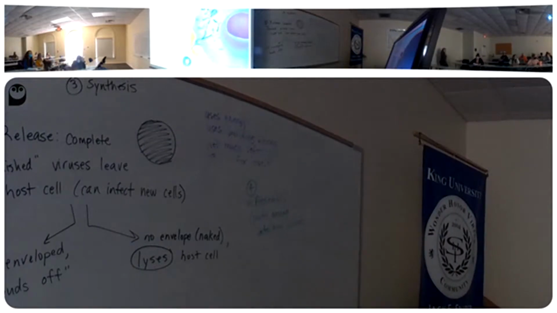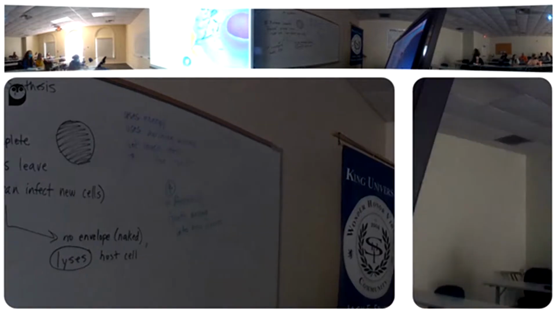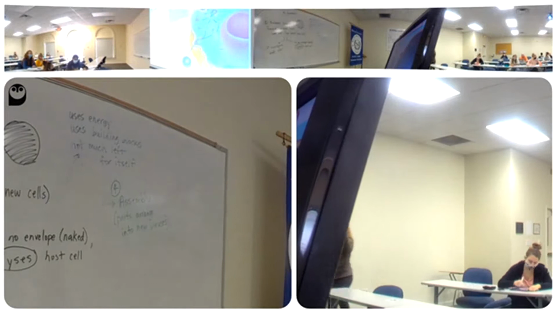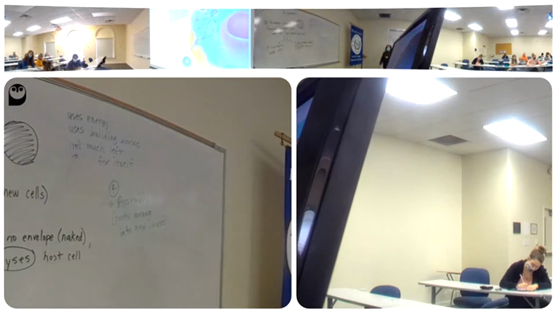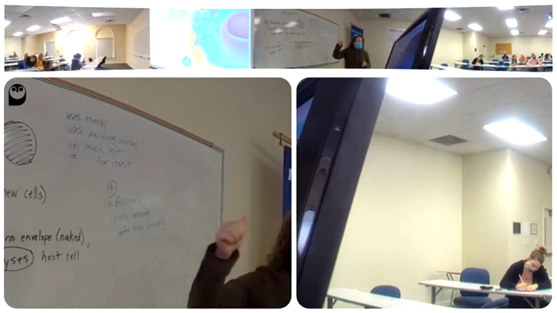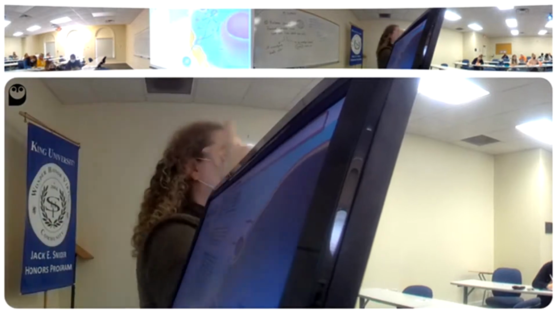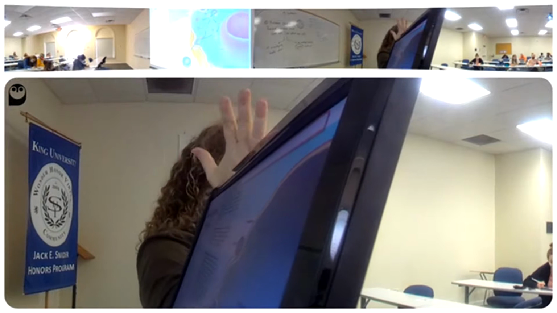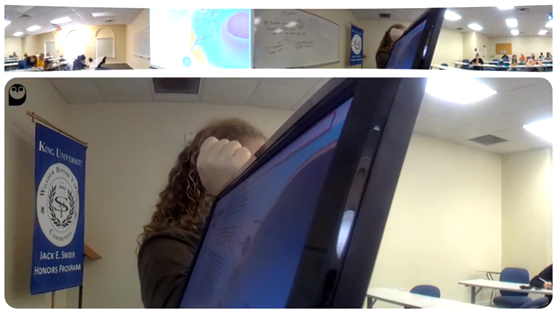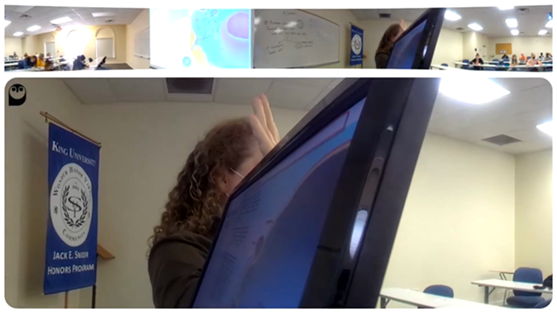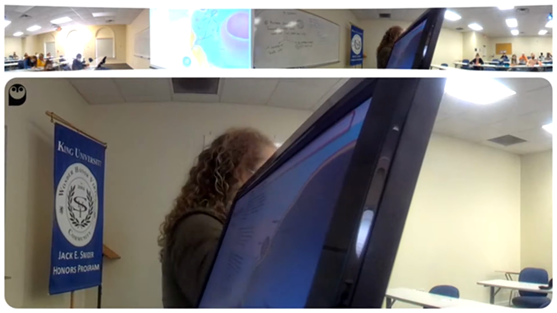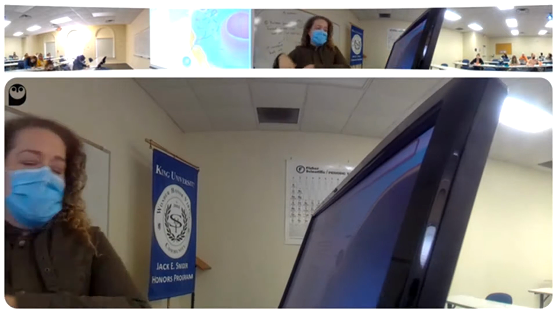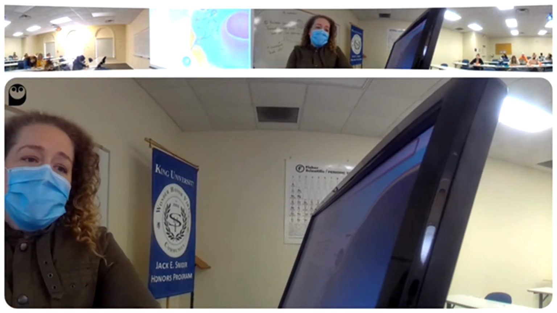One of the things that you want to have memorized for our next lecture exam is what are the stages, what are the steps in order. We've got attachment, penetration, synthesis, assembly, release. Five things. There are also five viral parts. You need to know those also. Those are going to be like, list the five whatevers, and then answer some questions about those.